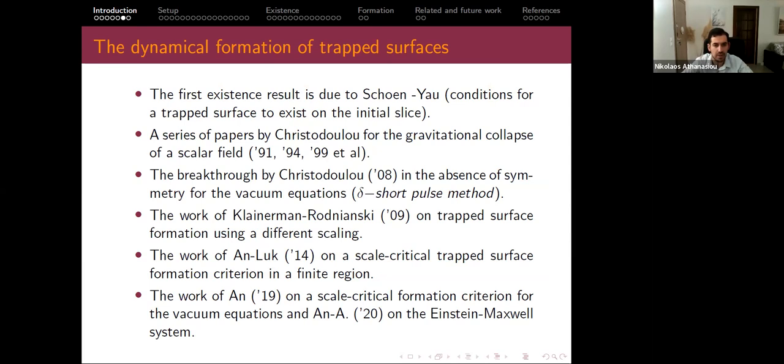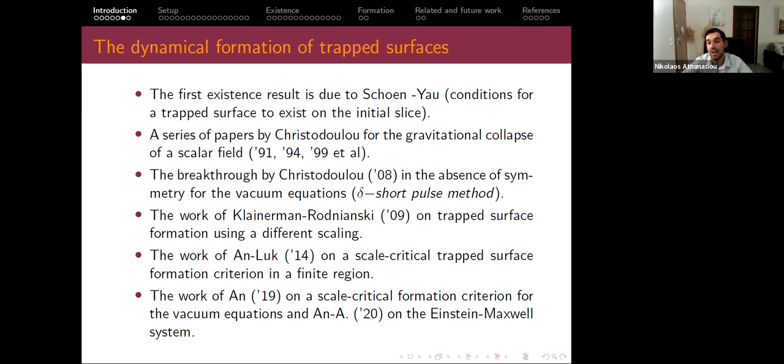In 2014, there is, in my opinion, a very nice result, along with all others, of course. An asked the question, how small can the data be for one to guarantee a trapped surface? So An in 2014 gave a theorem on a scale critical trapped surface formation criterion in a finite region. Scale critical here means that the metric in H^s only has to be large in H^{3/2}, as opposed to Christodoulou's H^1. Subsequent works include the work of An in 2019, in which he gives a scale critical formation criterion for the vacuum equations, but using something which we are also exploiting in the current work, which is the signature for decay rates, S2. And then, of course, there was a development by An and Athanasiou in 2020 on the Einstein-Maxwell system.